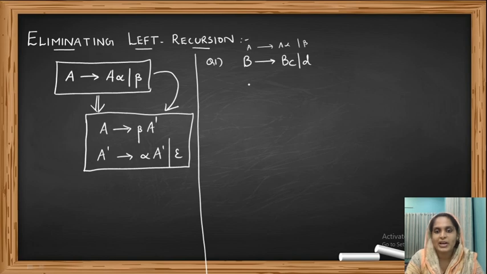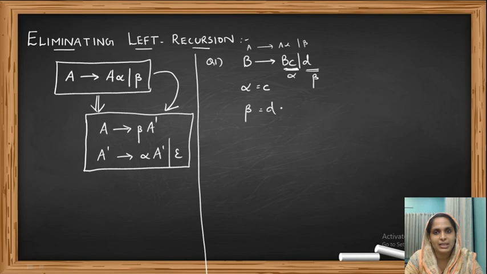So we can just write it down here. Alpha means this is A and this is alpha. That means here you have the variable capital B. Here in this production, whatever comes after B, that is our alpha. And the term which doesn't start with B is our beta. So here alpha means small letter C and beta is small letter D.